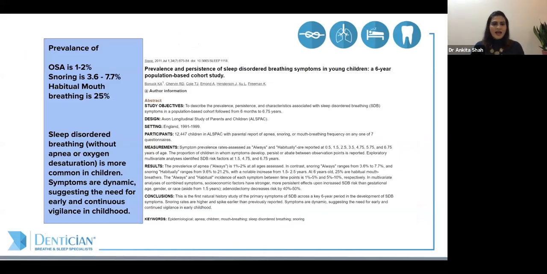So let's first have a look at the prevalence of sleep disordered breathing, especially in children. What we saw in this study, this was a 6-year longitudinal study, and what they saw was that obstructive sleep apnea was barely 1 to 2%. But what was more common was snoring, mouth breathing, and upper airway resistance syndrome. So these are the sleep disorders which do not have a complete oxygen desaturation, but the symptoms of these were still dynamic, and they suggested that we need to have an early and continuous vigilance in childhood.